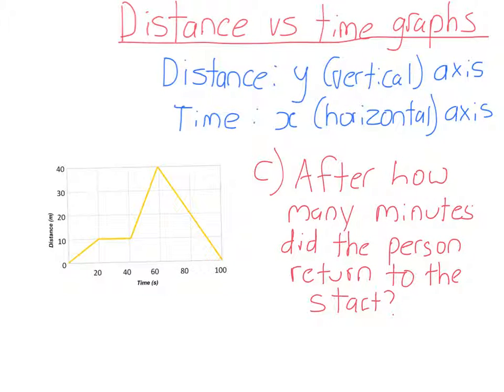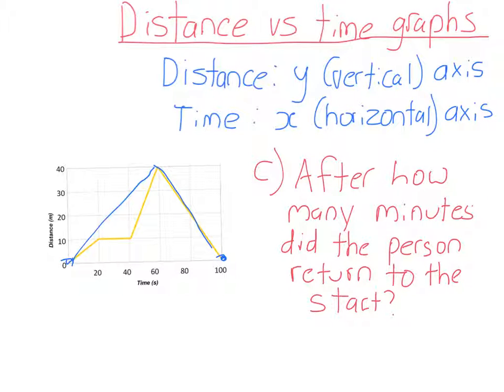Okay, so the next question I want to go through is, after how many minutes did the person return to the start? So this is exactly what I said earlier on, that when it says after how many minutes or at what time or whatever, it's asking you to find a corresponding x value. So as I said, for this journey, the person started off there and travelled in one direction up here to 40 metres, and then came back to the start. So you can see here that at this point, the x-coordinate is 100, so that means after 100 seconds, but the y-coordinate, the distance, is 0.